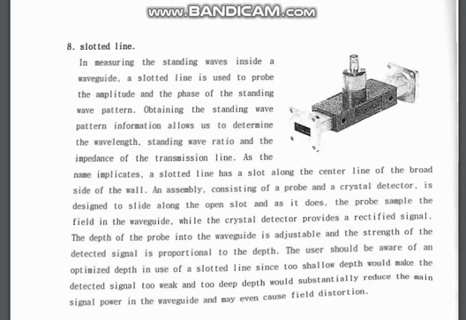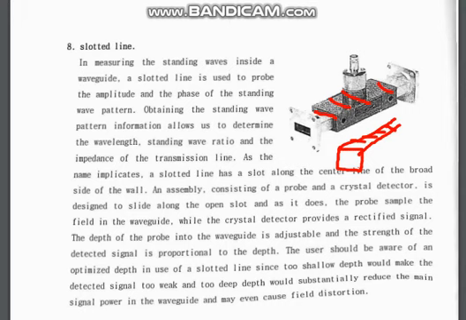So there are some slots under this section, along the central line of the broad side of the wall. There are two walls in that rectangular portion. This broad side of the wall has some slots. Okay, so that is known as the slotted line.